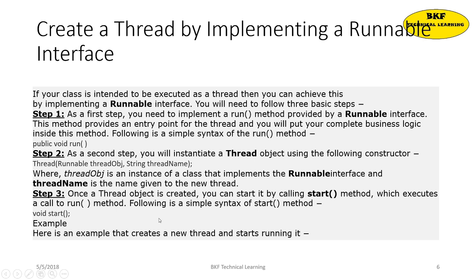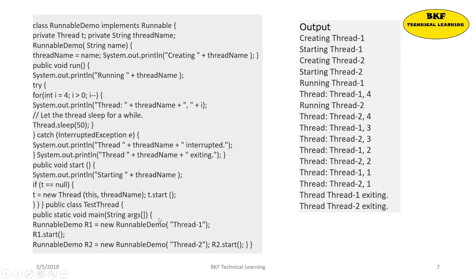Now let's see a program that creates a new thread and starts running it. My RunnableDemo class implements Runnable. I have my constructor, I have my run method, which it has to override since it's implementing the runnable interface. I put some statements into it. Then I have my start method. Finally, I have a TestThread class which has the main method. I create 2 instances of my RunnableDemo class and I start them. This is the output which I get. Please note that you might get a different output because of your processor or OS.